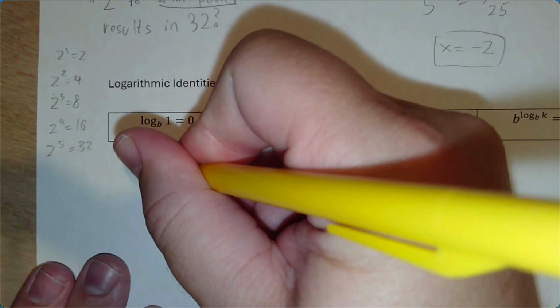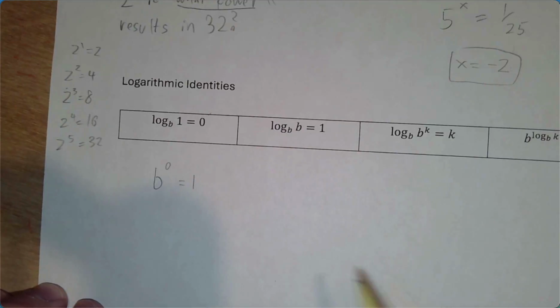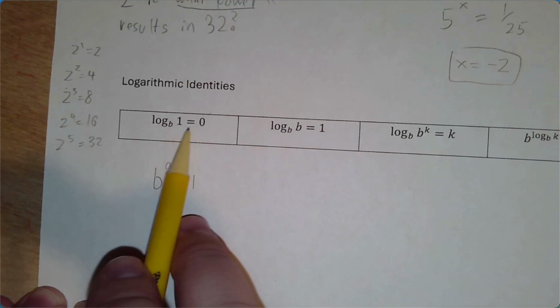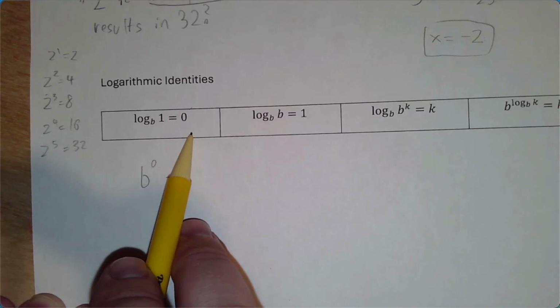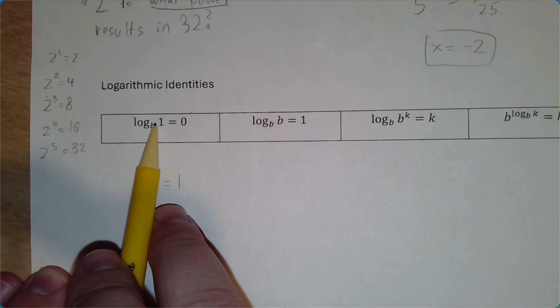This is saying b to the 0 power is 1. And that makes sense because a while ago we said anything to the 0 power is 1. So that's just what that fact looks like as a logarithm. If b is raised to the 0, then you get 1.